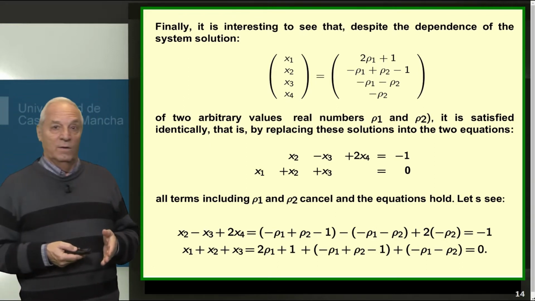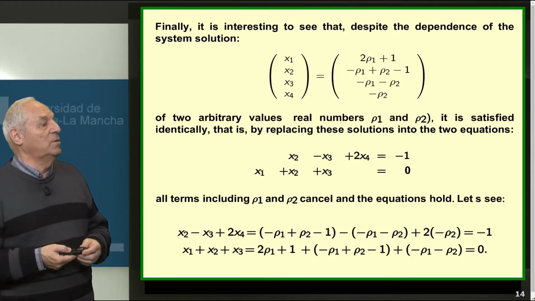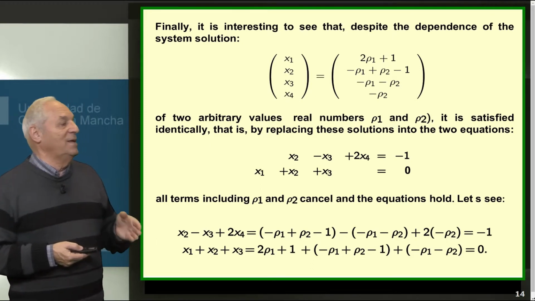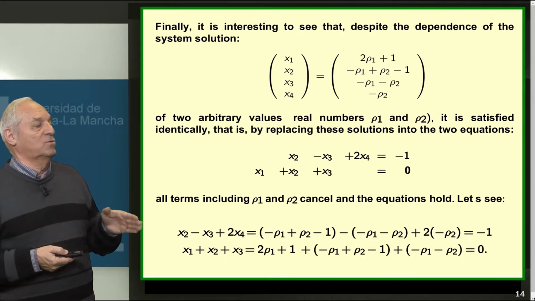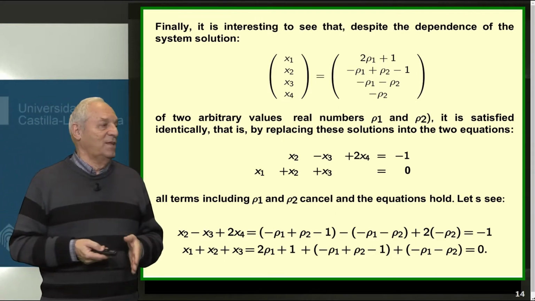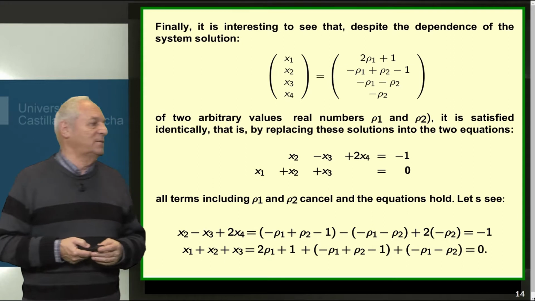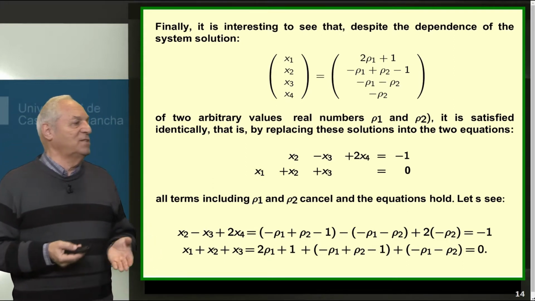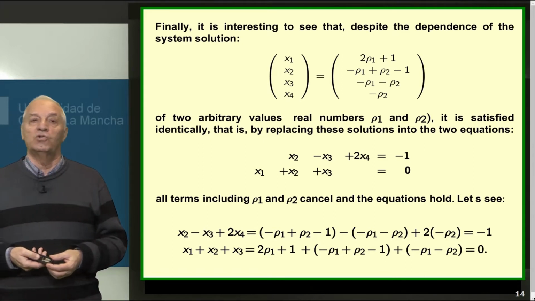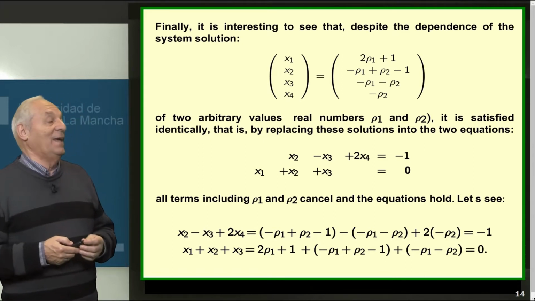Therefore, a value of minus 1 is obtained, regardless of the row values. In the second equation, which is x1 plus x2 plus x3, we simply replace x1 with its value, which is 2 row 1 plus 1, x2 by its value, and x3 by its value. So, when we operate, we see that both the row 1 and the row 2 cancel out and we get 0, regardless of their values.